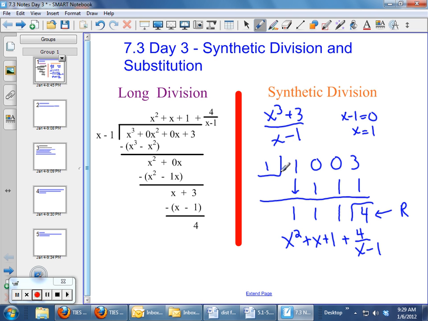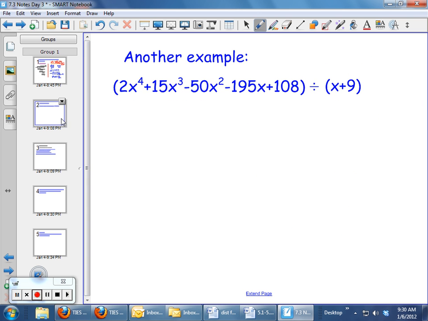So synthetic division only works, we can write this up here, it only works when dividing by a linear polynomial. Okay. So let's try another one.